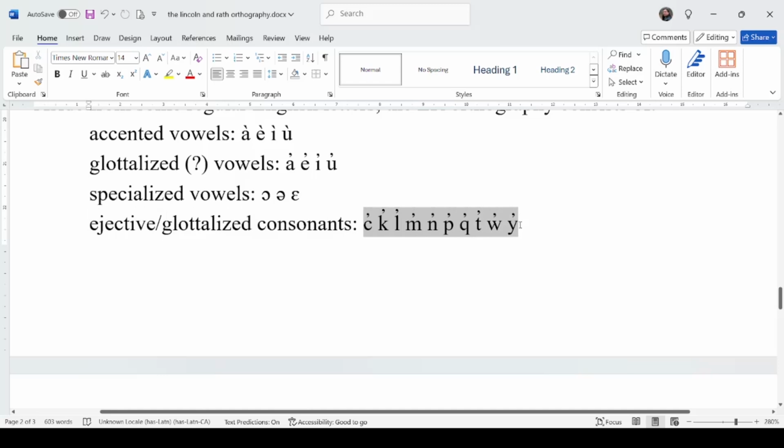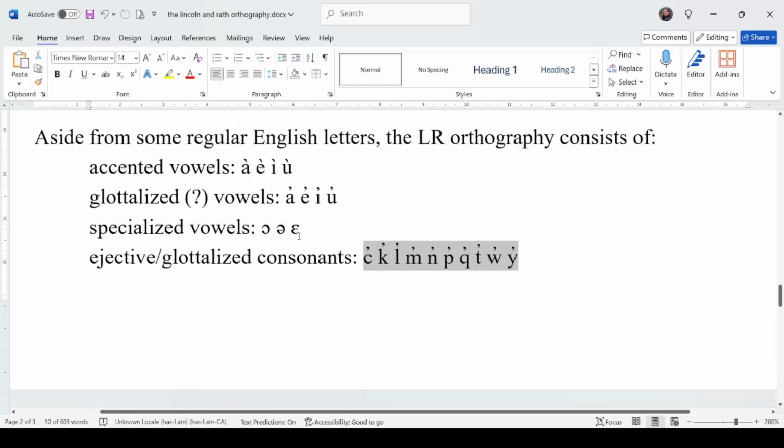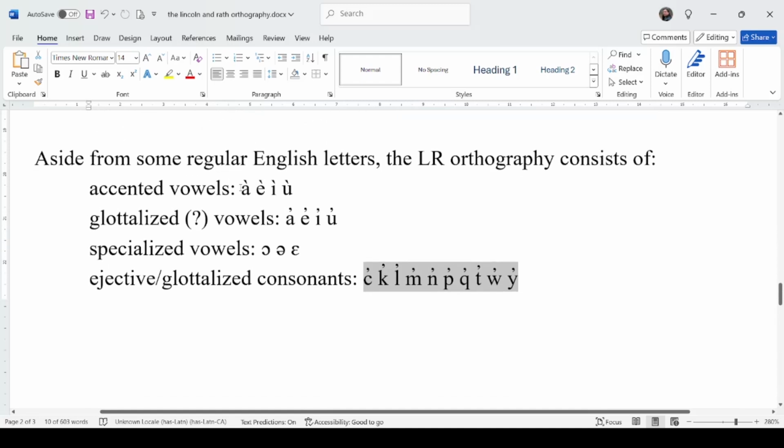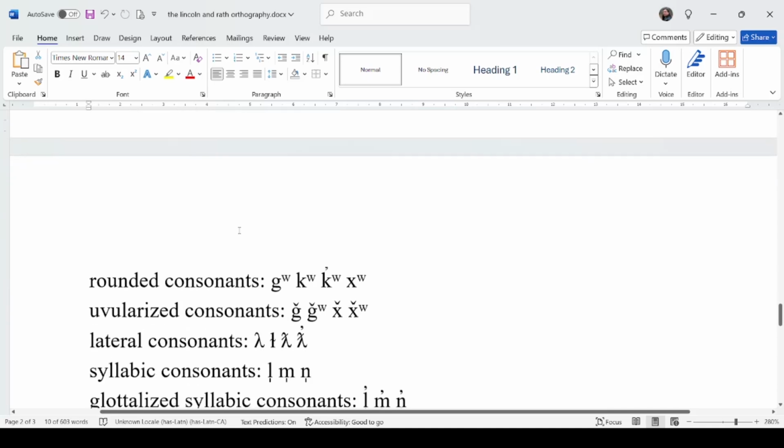So these all have regular counterparts. So there's a regular C, regular K, regular L. But there's also an ejective C, ejective K, glottalized L, glottalized M, and so on and so forth. So I talked before about these apostrophes being modifiers. So regular C sounds like t, and apostrophe C sounds like t. So that apostrophe takes this regular C and makes it more pronounced. It makes it ejective or kind of explosive. So again, all of these letters have regular counterparts, and they'll have ejective or glottalized counterparts. I didn't list all of the regular letters. I'm just focusing on the specialized letters that you see in Lincoln and Rath.